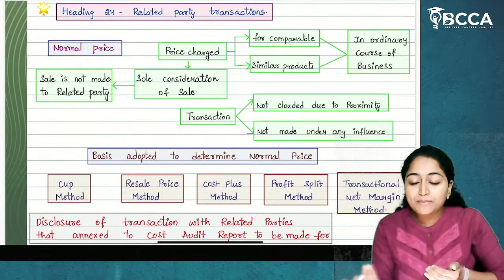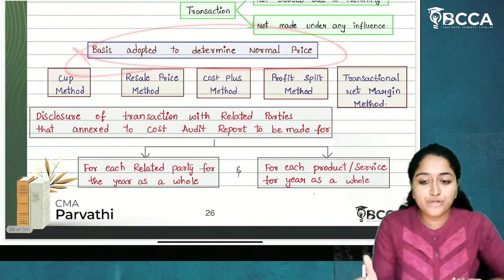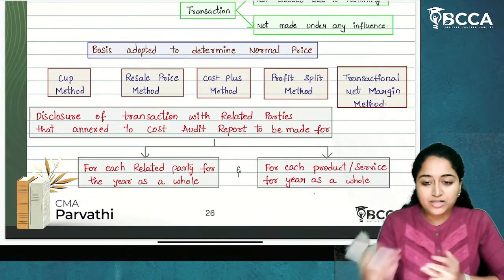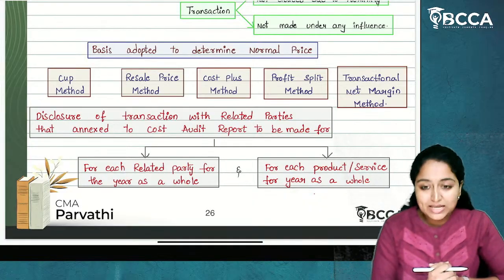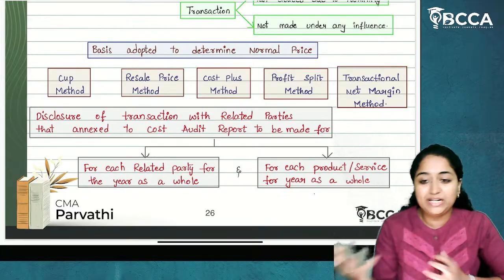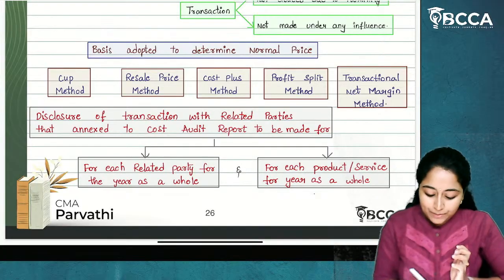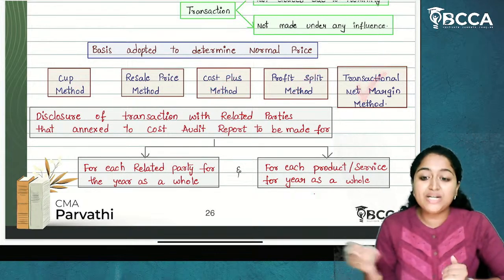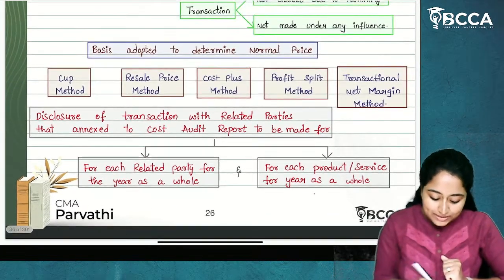And how to determine what basis is adopted in determining this normal price? Basis adopted to determine normal price. This you also have in your direct taxation subject, which you take as international taxation. In that concept, we have this basis adopted for related party transactions normal price. There you will determine arm's length price by using these methods. First is the CUP method, resale price method, cost plus method, profit split method, and transactional net margin method. So these are the bases adopted to determine the normal price.